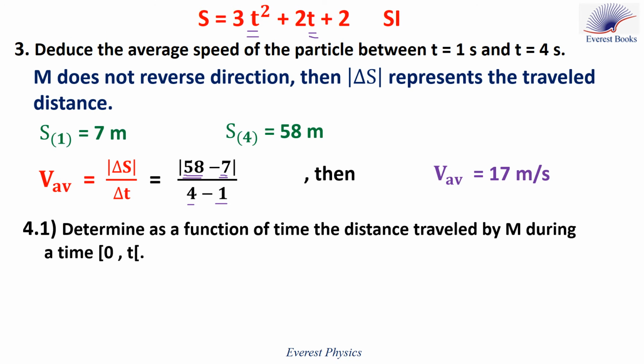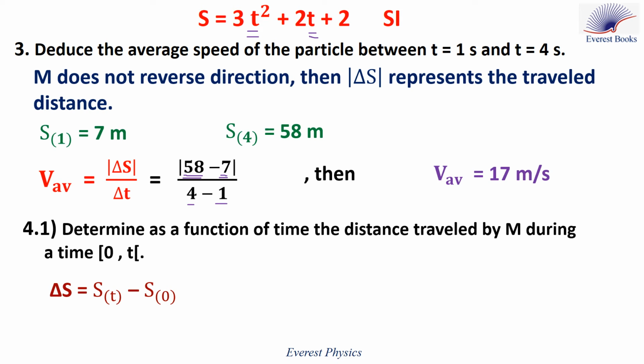Let's move to part 4.1. Determine as a function of time the distance traveled by m during a time 0t. Again, the traveled distance is the absolute value of delta s, but we use only delta s because the particle is moving in the positive sense.